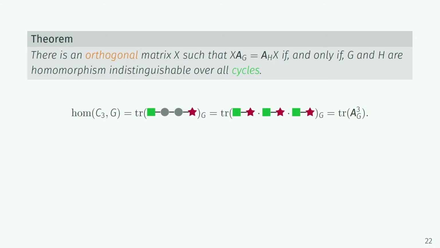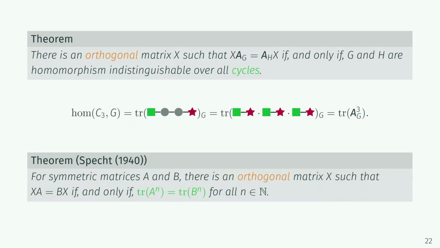Okay, and now I look into my linear algebra textbook and find this result from the 1940s that tells me that for two symmetric matrices, there's an orthogonal matrix X satisfying the system. This is precisely the system that I was interested in, if and only if all the trace powers, the traces of the powers of the matrices, are the same. Okay, and this allows me to recover the theorem. And this is the overall sketch of how to prove this.